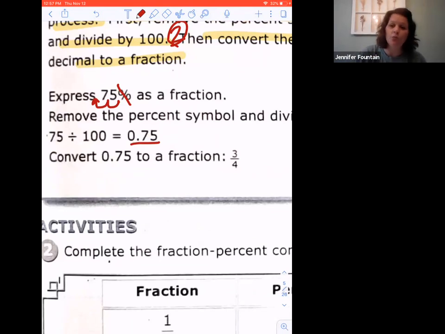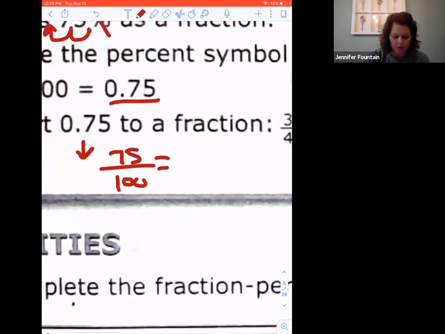And then to convert 0.75 to a fraction, remember that if you know your percents to fractions, that's great. You won't have as much work to do, but you could always just put 0.75. That means you're going to have 75 hundredths. Remember, I can just put that over 100. Then I can just simplify. So divide by 25, divide by 25, that gives me 3/4.